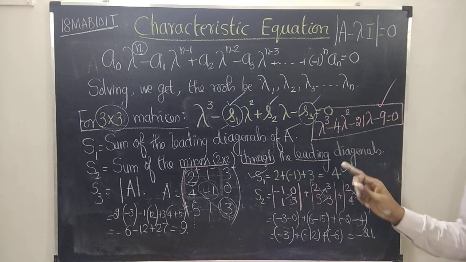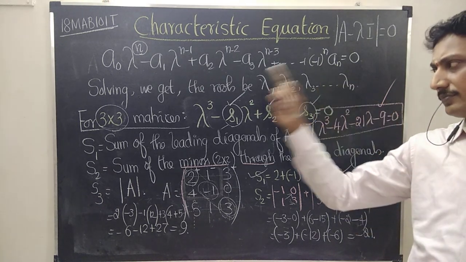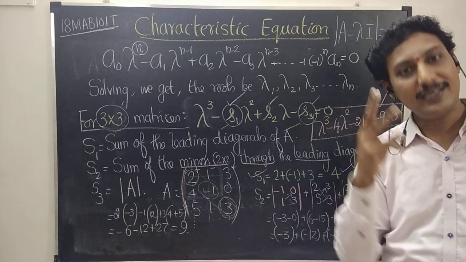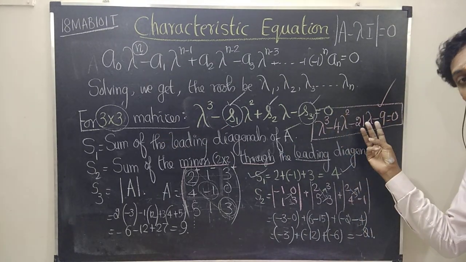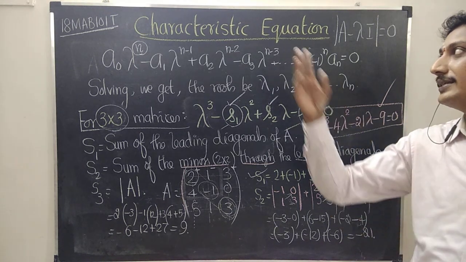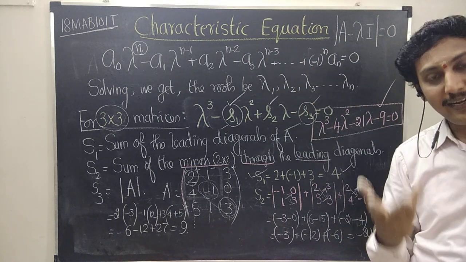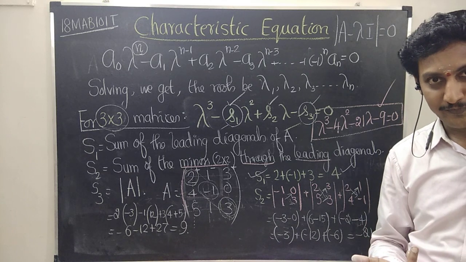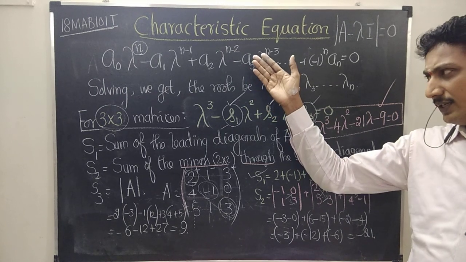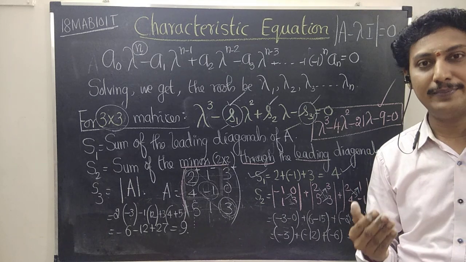If you solve this cubic polynomial, you will get 3 roots. Why do we get 3 roots? Because it is a cubic polynomial. Why do we get a cubic polynomial? Because the given input is a 3 cross 3 matrix. So when I solve this cubic polynomial, we get 3 roots. Those 3 roots are often called characteristic values, eigenvalues, latent values, or proper values. Got it? So this is the idea to find the characteristic equation for a 2 by 2 matrix as well as a 3 cross 3 matrix.